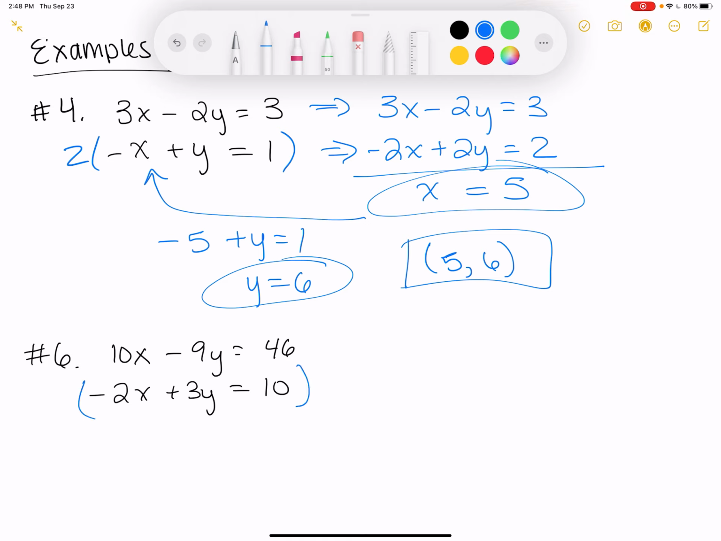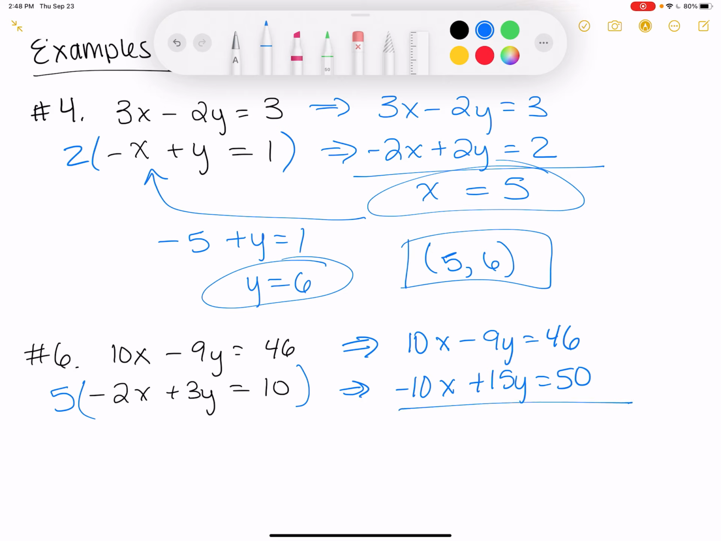So in this case, then we're going to multiply this whole thing by 5. So I'm going to copy the top one over. So 10x minus 9y equals 46. Negative 10x plus 15y is equal to 50. All right, so x's cancel, so I'm left with y. So 15y minus 9y is what? 6y, and then this is going to be 96. And then y is equal to 96 divided by 6.